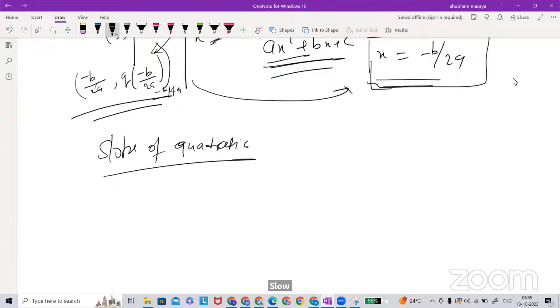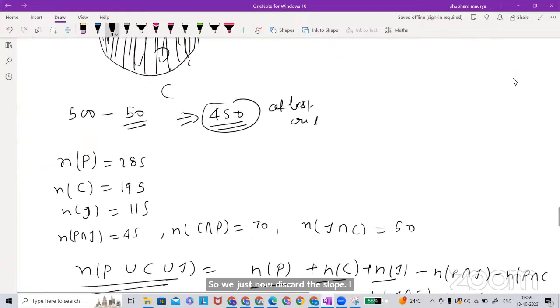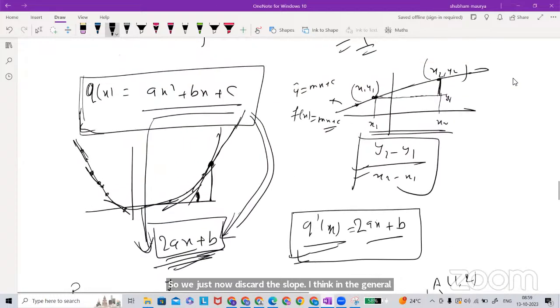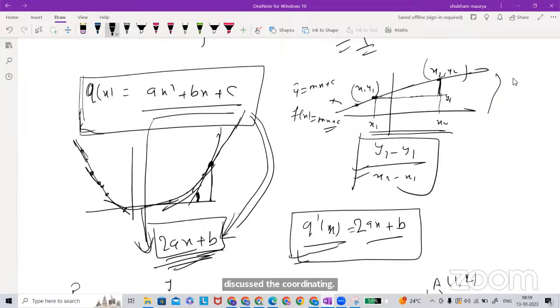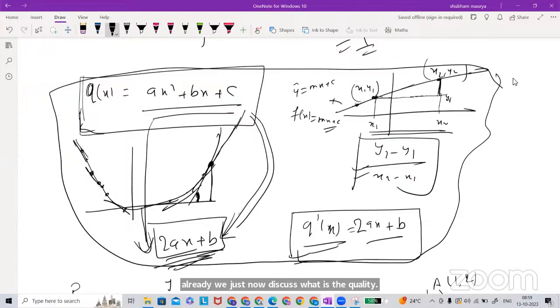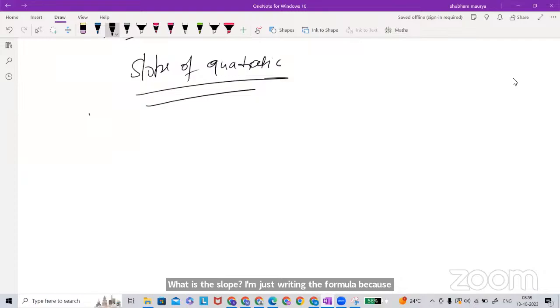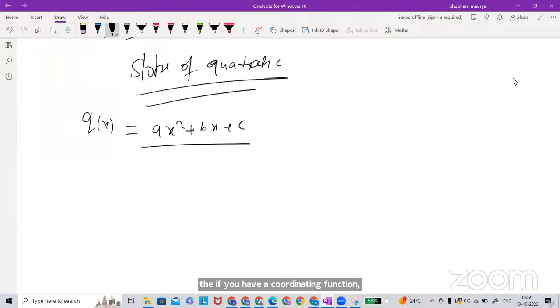We just now discussed the slope in the general case, what the quadratic is and what the slope is, so I'm not going to repeat the same words. I'm just writing the formula. So slope is nothing but, if you have a quadratic function q(x), q(x) is ax square plus bx plus c.